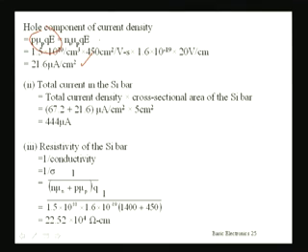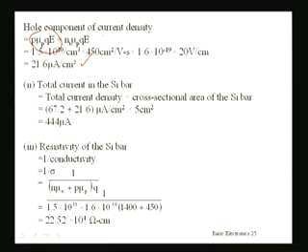Another thing you have to find out is the total current. Now this is only current density. So in order to find out the total current, you have to multiply it by the cross-sectional area, which is given as 5 cm square.